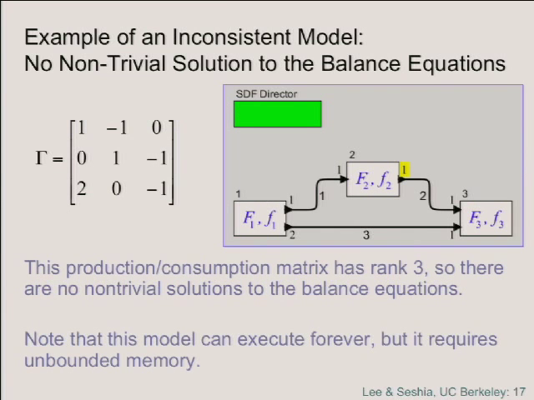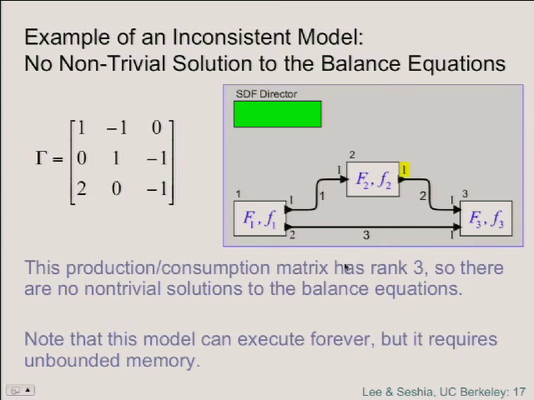What's interesting about this model? 0 is the only solution, right? This is in fact a non-singular matrix. 0 is going to be the only solution to the balance equations. And if you look at this model, you can tell that would be the case, right?